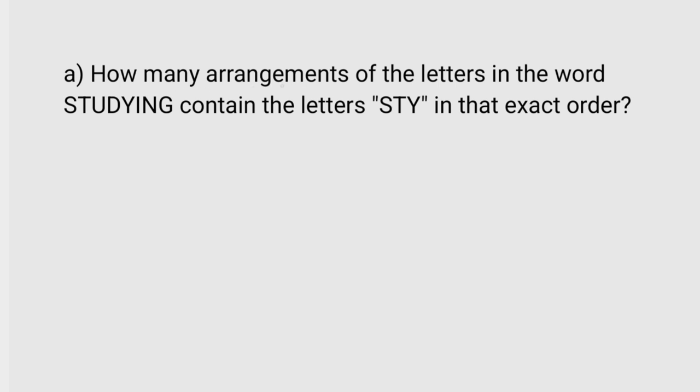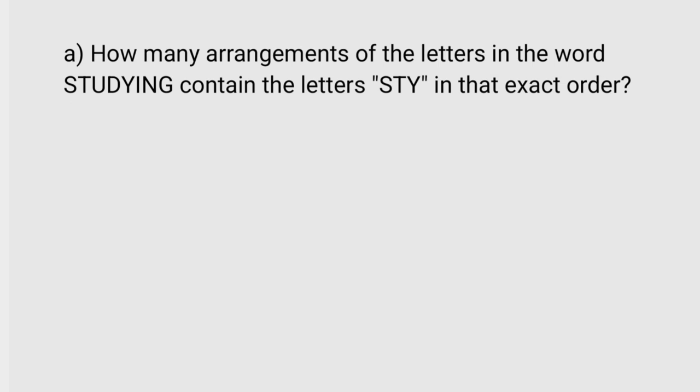We'll see. How many arrangements of the letters in the word studying contain the letters S, T, Y in that exact order? Let's start off by counting how many letters there are in the word studying. There's 1, 2, 3, 4, 5, 6, 7 letters in the word studying, and then there's 3 of these letters that must be in that exact order. So I'll give you a second to pause this and try it yourself.